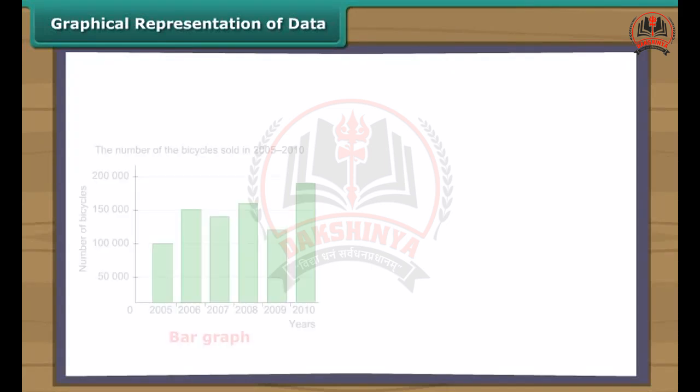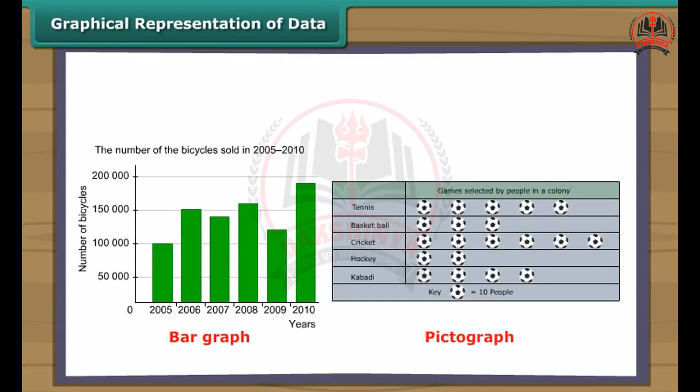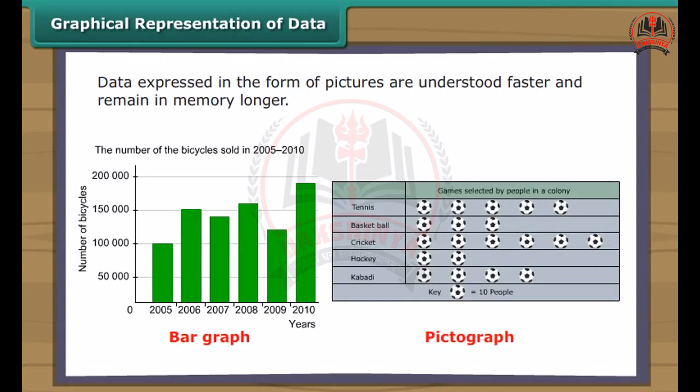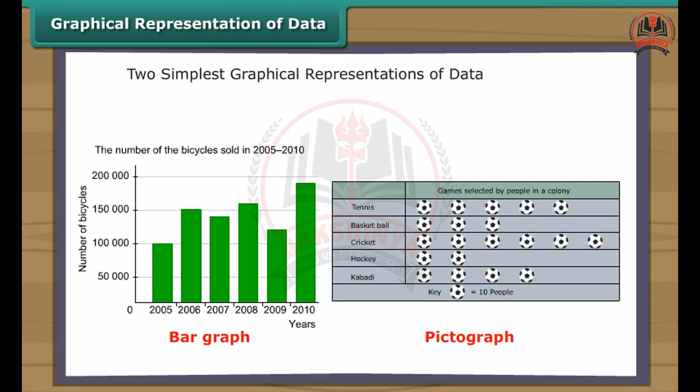Graphical representation of data. A picture is worth 1,000 words. Data expressed in the form of pictures are understood faster and remain in memory longer. Let us look at two simple graphical representations of data: pictographs and bar graphs.